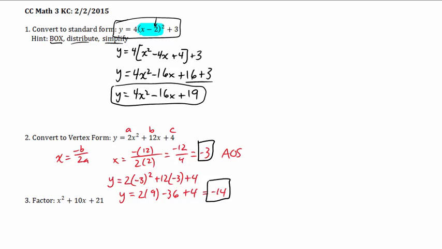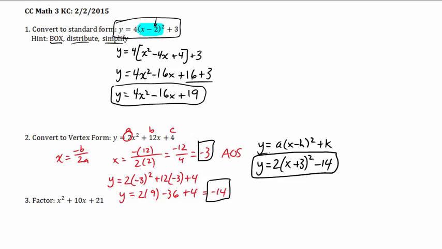Well, the only other thing that we need is to make sure we keep the a value the same between the 2. So vertex form looks like this. a(x minus h) squared plus k. a is the same thing as in the original, so that would be a 2. x minus the negative 3 from your axis of symmetry, so that gives you an (x plus 3) squared. And then plus k. k is the y value from your vertex, which is minus 14. So that gives you that right there.